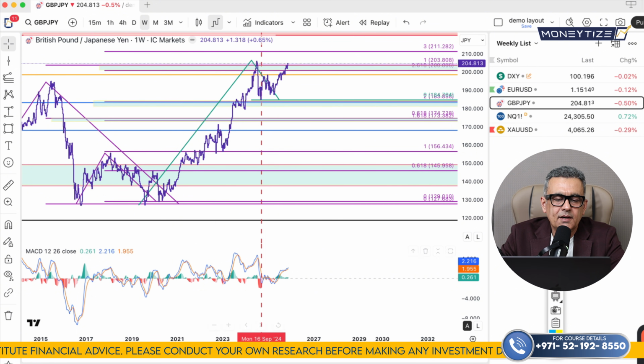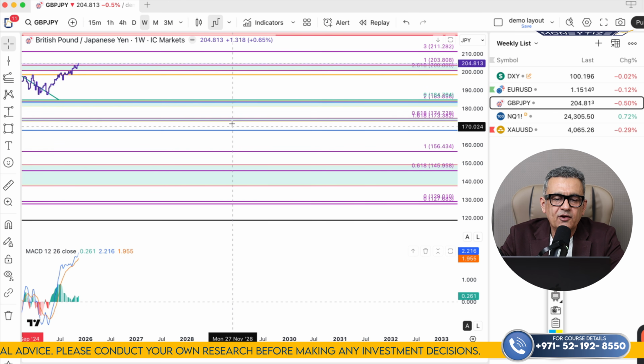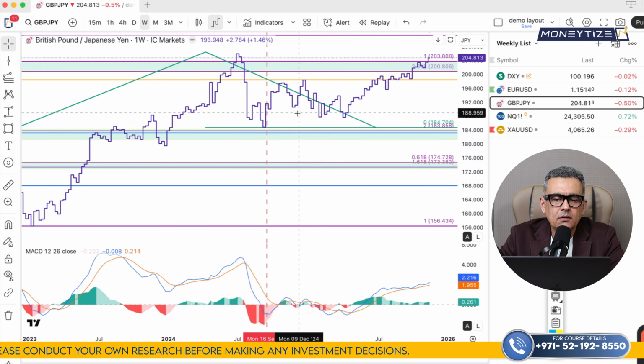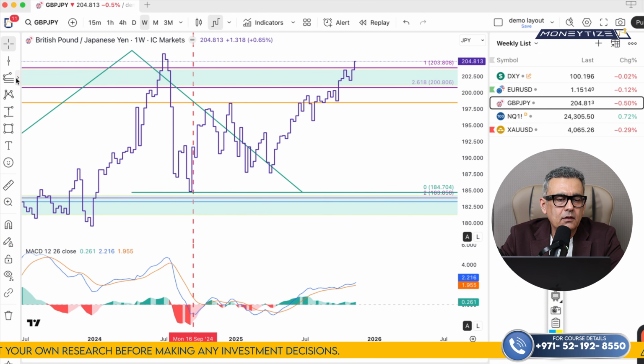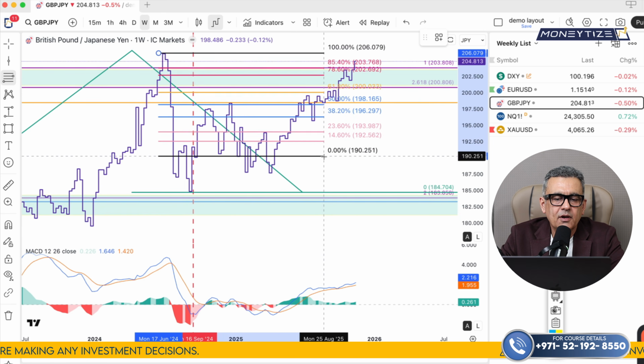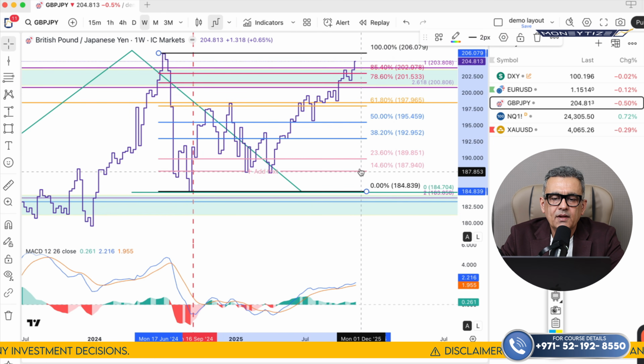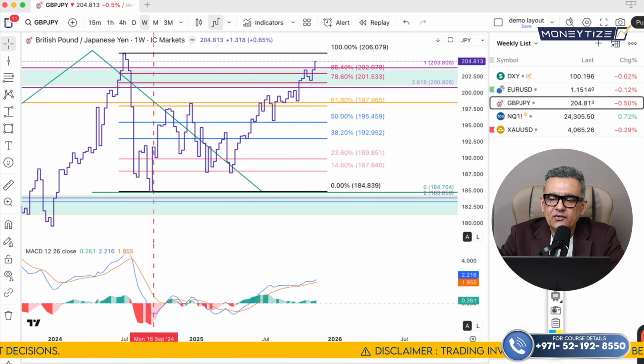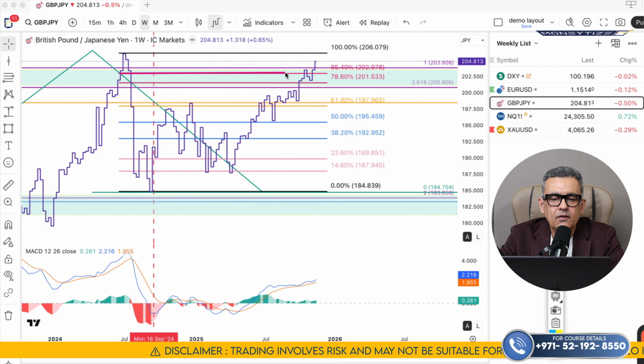That's it. And I can use fib retracement on the weekly chart only on the last leg down. So here, on the last leg down, I'm applying Fibonacci retracement in the bearish direction. And if you notice, currently GBPJPY is trading higher than the area of resistance.